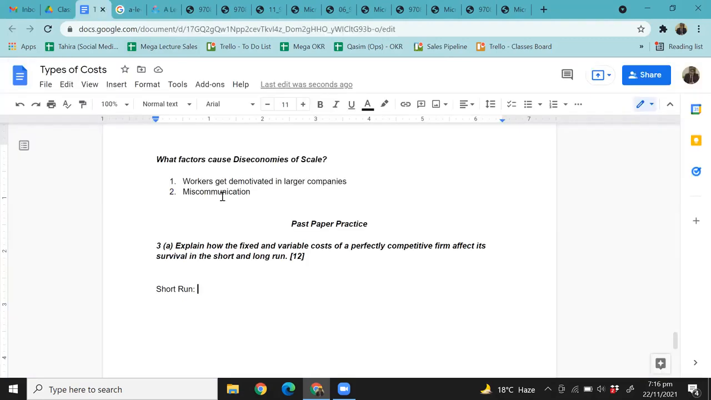This is making sense, right? Okay. Now, first of all, you have to define what the short run is. So can you give me a definition for that?